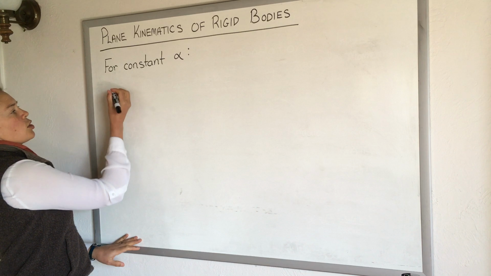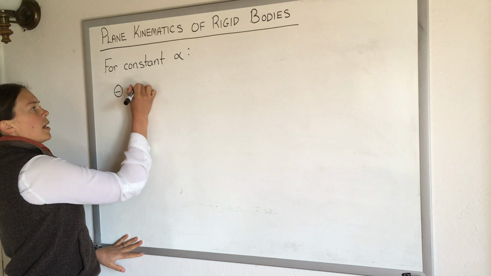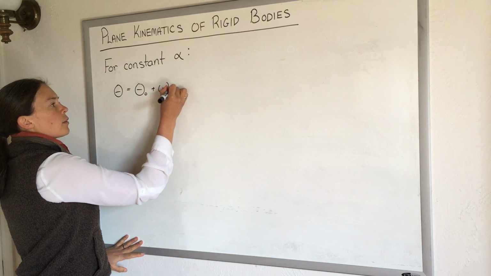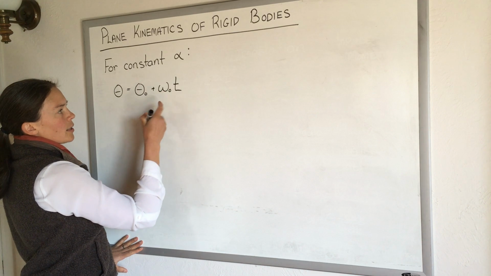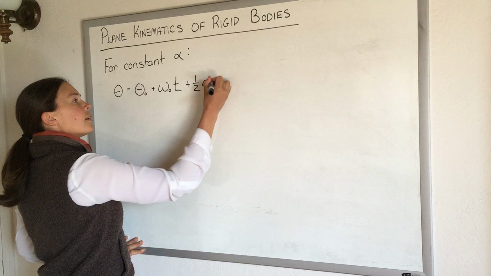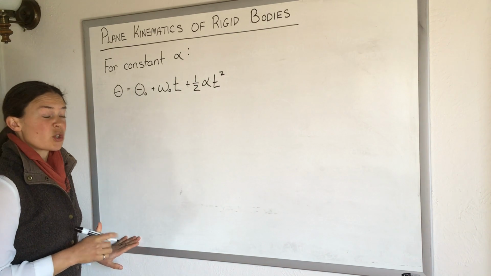So the 3 equations we have: an angular position, theta, will be an initial angular position, theta naught, plus the initial angular velocity, omega naught, times t, plus 1/2 that constant angular acceleration times time squared. So that's the first one.